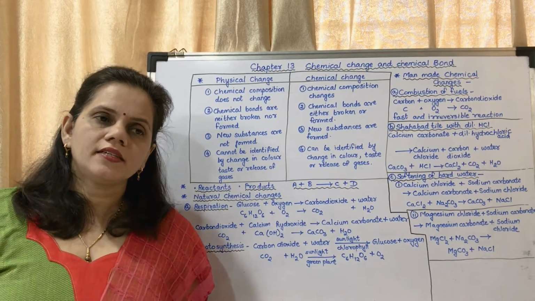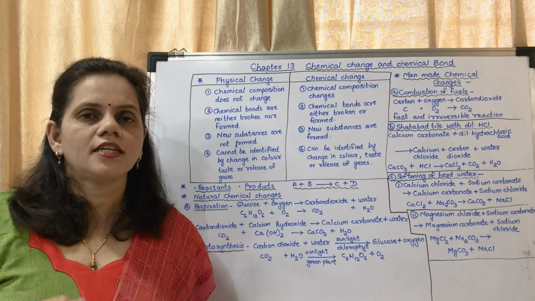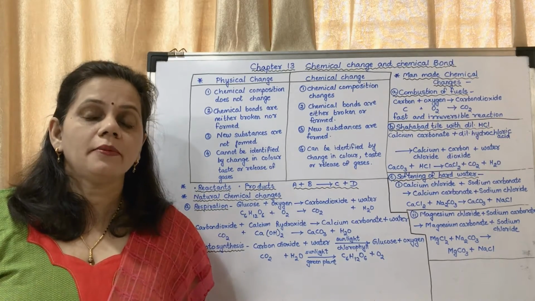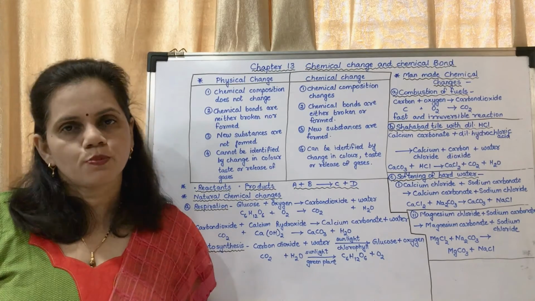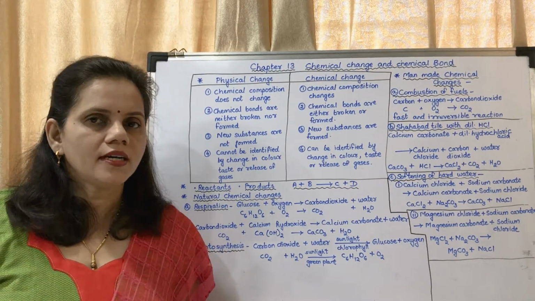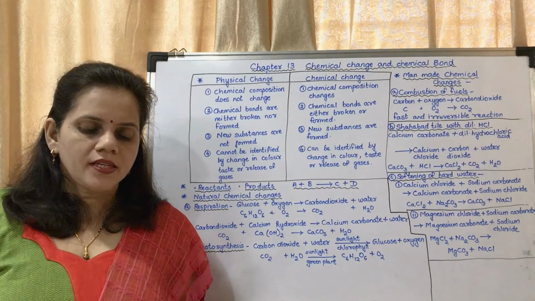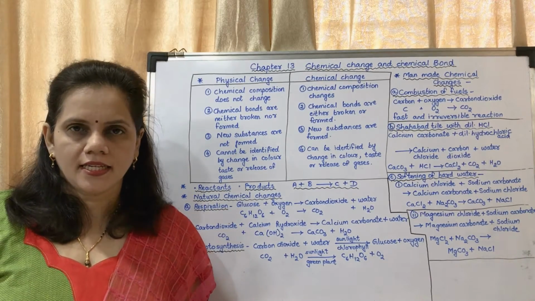So you may see that whenever there is a chemical change, a new substance is formed. That means from that substance you cannot get the original substance back. That is said to be a chemical change. So this is about the chemical changes.